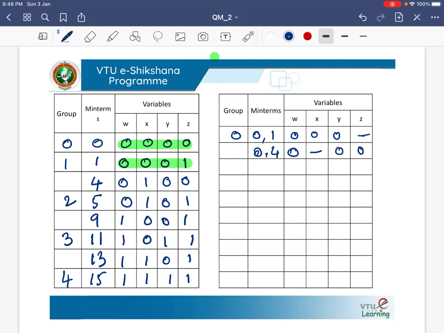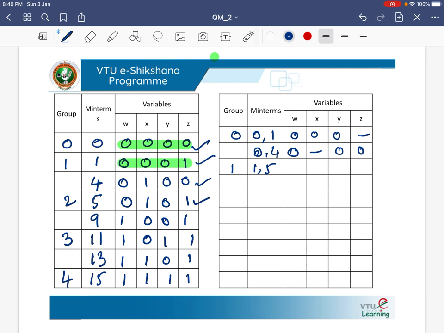One more thing you have to remember: when you combine the terms, here we have combined 0 and 1, here we have combined 0 and 4, you have to tick mark. 0 and 1 are tick marked. In the next step, we have combined 0 and 4, so 4 is also tick marked. Next we see group number 1 with group number 2, whether such conditions are satisfied. If you observe, then in group number 1 we can combine 1 and 5.